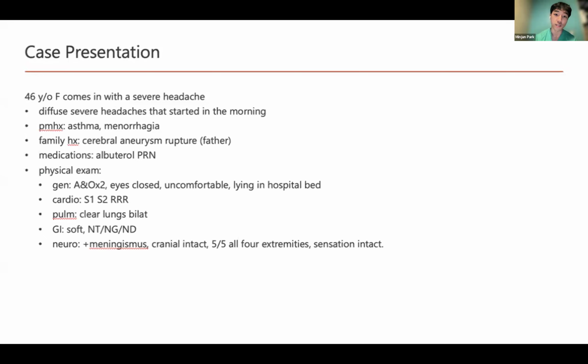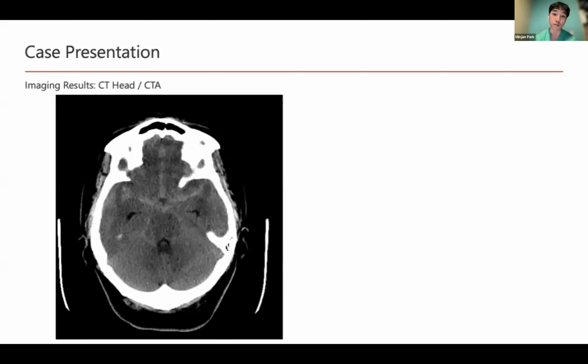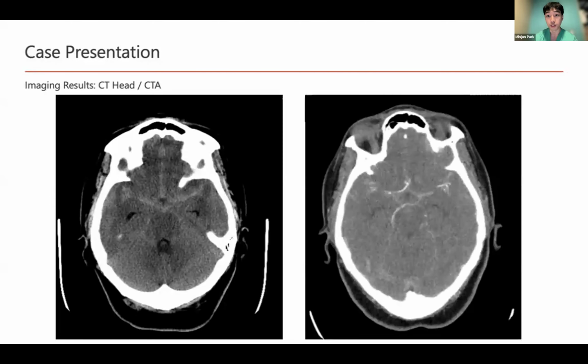With her concerns of severe headaches that suddenly started, we got the CT head, which did show some type of subarachnoid hemorrhage here. We see some hyperdense areas. With the interest of detecting where this is from, we did get a CTA. But quite frankly, the CTA wasn't too impressive for anything.